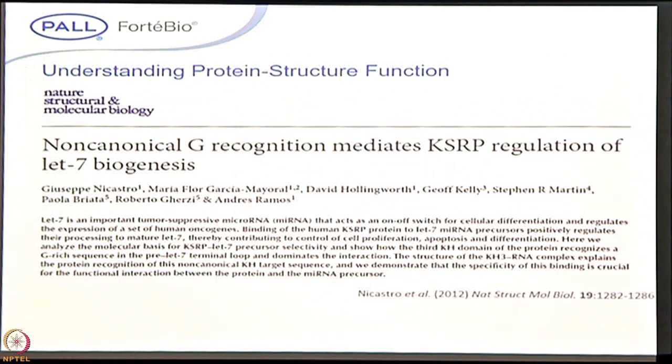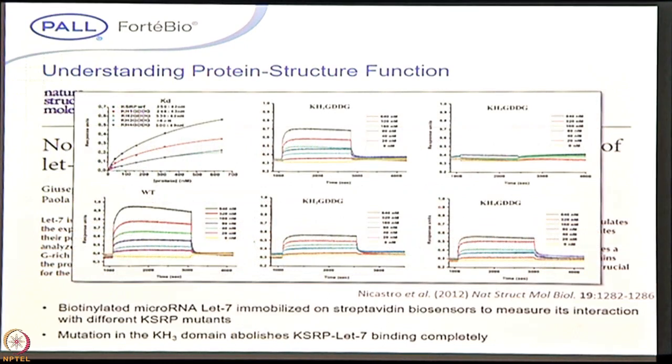The next example I can show is where we can understand protein structure and function. Here, LET7 is one of the important tumor suppressor microRNAs. In this, the author used KSRP, the protein which binds to the LET7 precursor. The LET7 microRNA is biotinylated and immobilized onto the streptavidin sensor, and this KSRP has 4 domains.